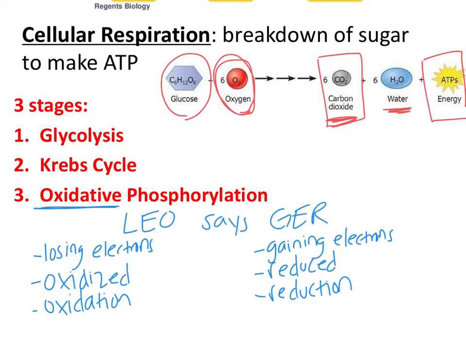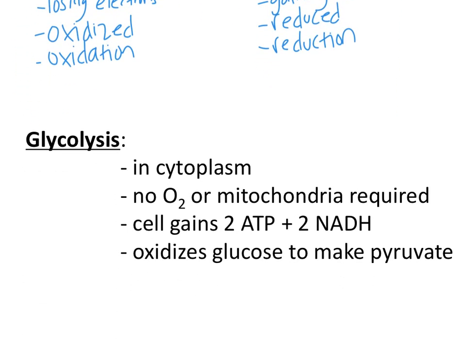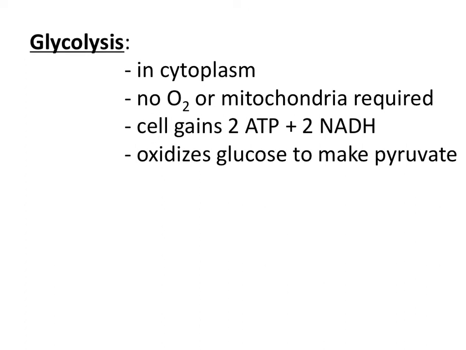So during cellular respiration, you'll hear those words oxidation and reduction as electrons are passed between molecules to pass energy, ultimately trying to make ATP. The first step of cellular respiration, there are 3. So the first step is glycolysis.